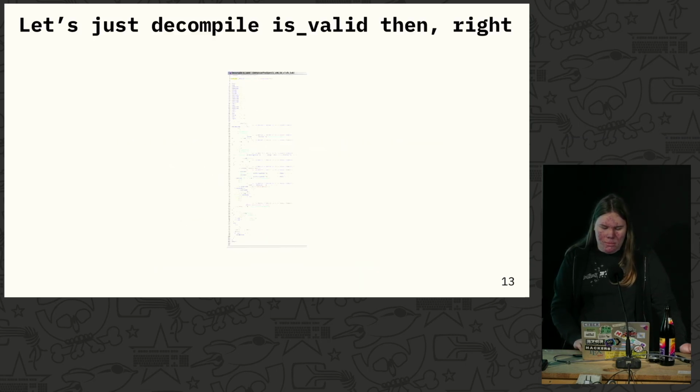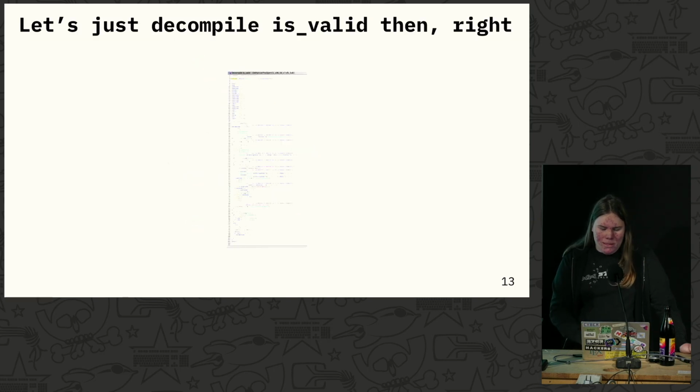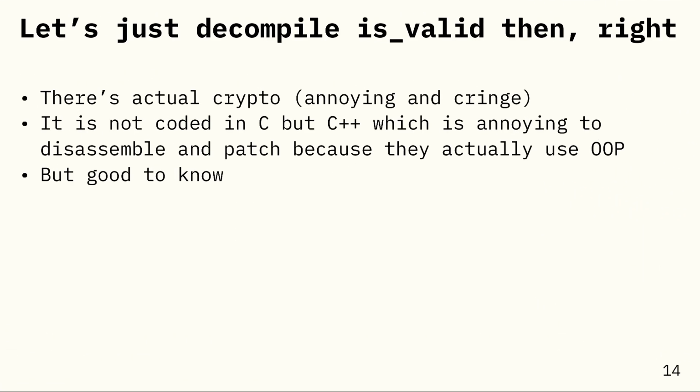Yeah. License is okay. There's one. This image is not correct. Okay, there's a method called isValid, which is 140 lines of disassembled code, and includes actual crypto, which was a little bit surprising, but not really.